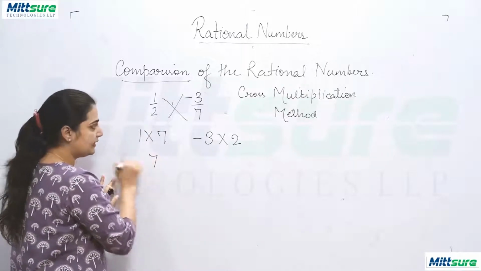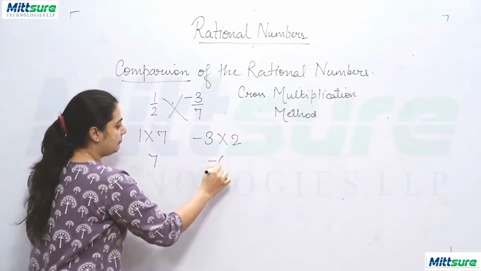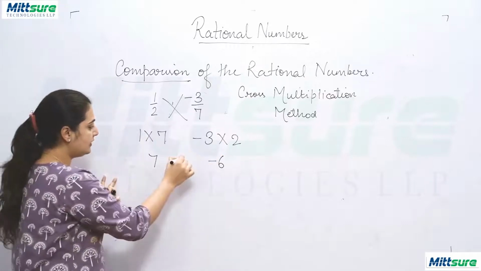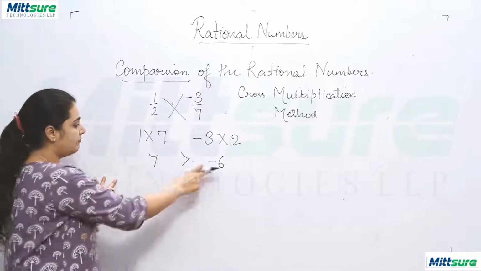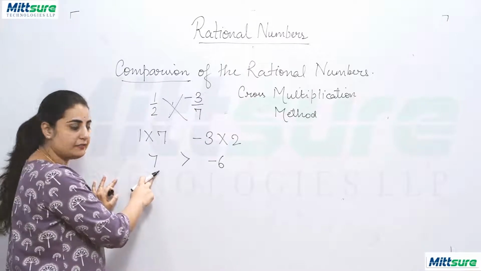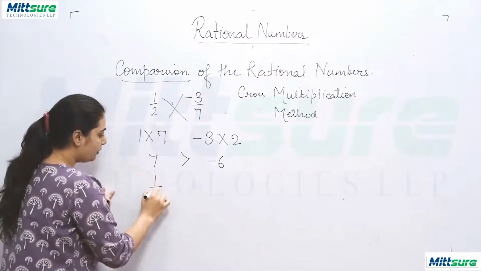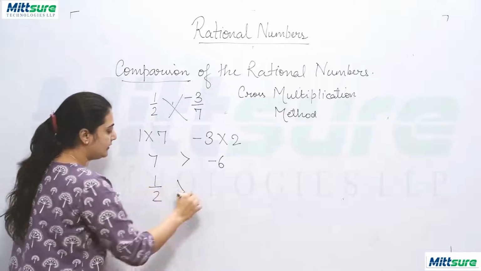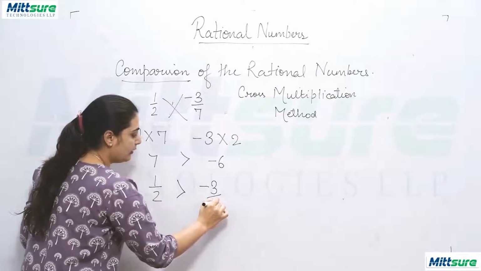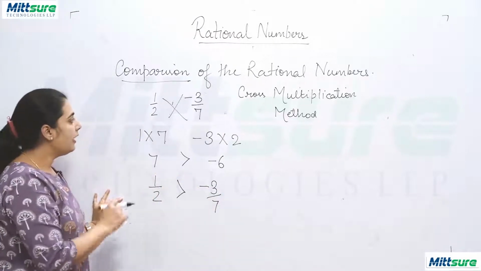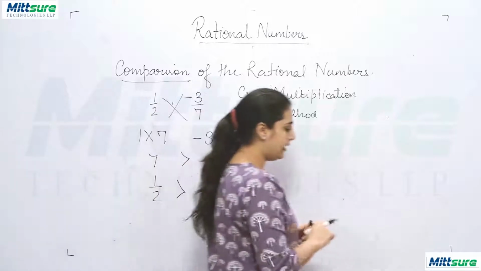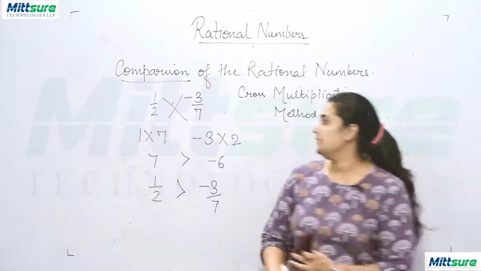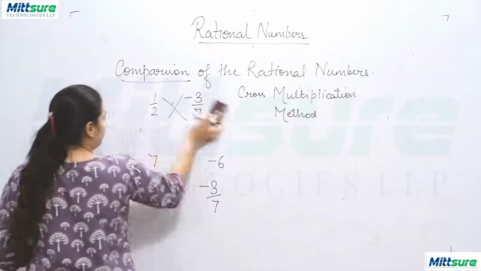Here it is coming 7 and here it is coming minus 6. So obviously 7 is greater than minus 6 because it is a positive number. So the rational number 1 upon 2 is greater than minus 3 upon 7. Clear? Now one more method which we use often is the LCM method.